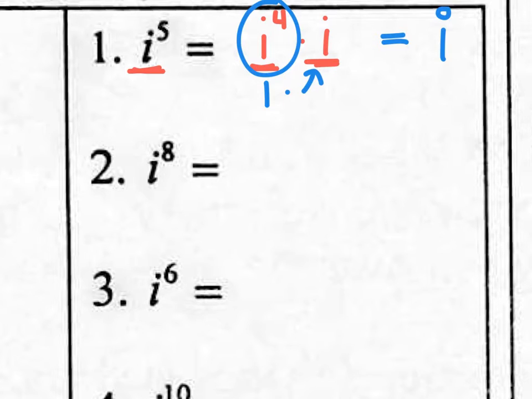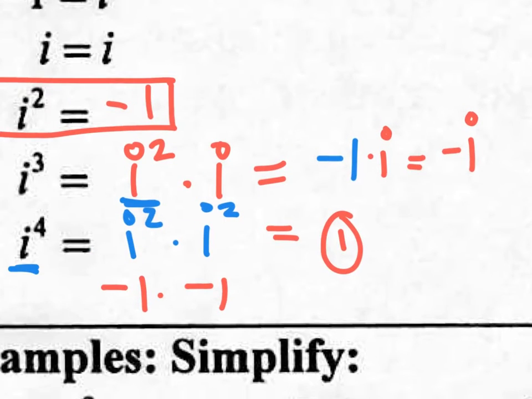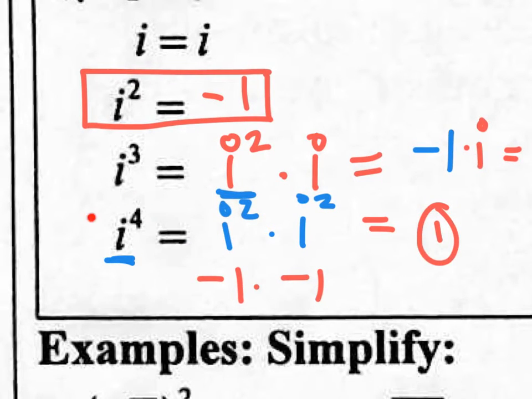Or you didn't have to think of it as i to the fourth times i. You could have thought of it as i squared times i squared times i. And this is negative 1 times negative 1, that's positive 1 times i. That's just going to give you an i, right? The key is that i squared is negative 1. So you could use the fact that i to the fourth is 1, right? We said that over here.